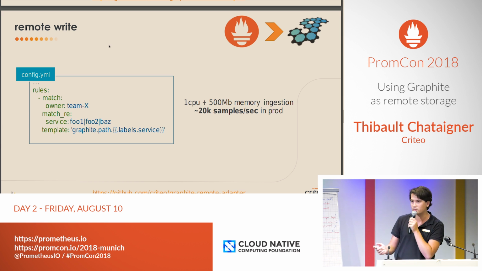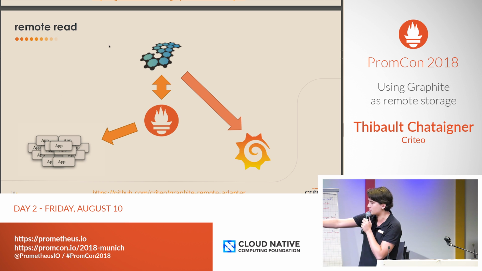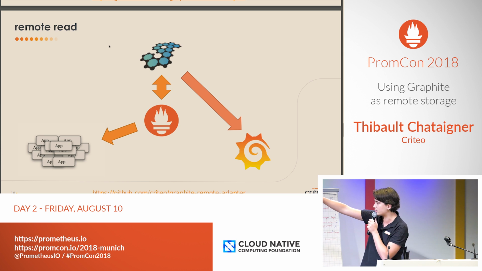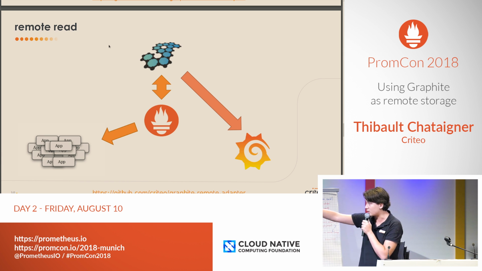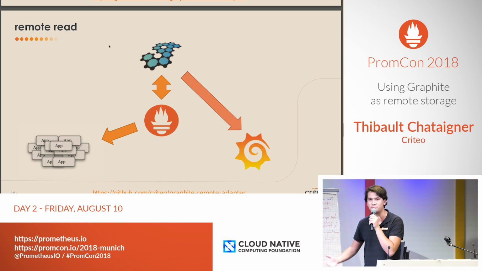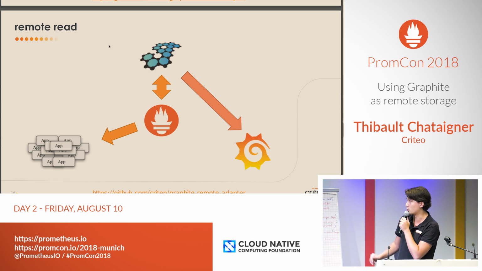And now what do we do? We have an application, a Prometheus that scrapes it, and we use remote write to Graphite for long-term storage. But if people want to graph this data, they still need to use Graphite. And no, that's not a solution. So we implemented the remote read API, so that our users only deal with Prometheus and don't see Graphite anymore.